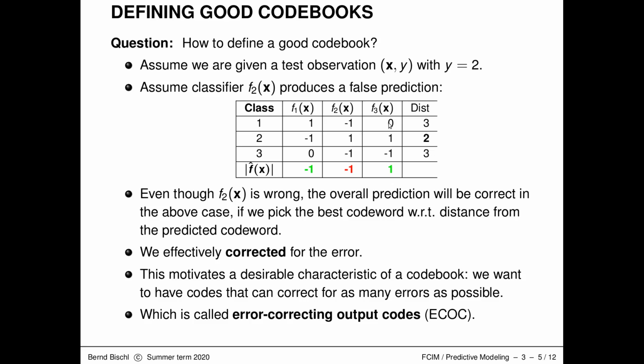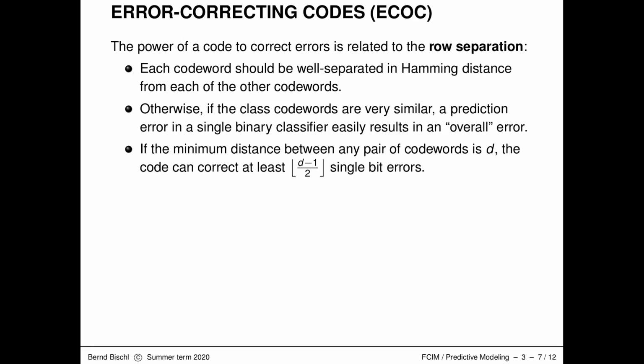And the same if I have a distance of at least 7 between all of my code words, I can correct errors in 3 components. If I have a distance of 9, I can effectively correct for errors in at least 4 components, and so on. So this maximal row separation is a pretty obvious thing I want to have.